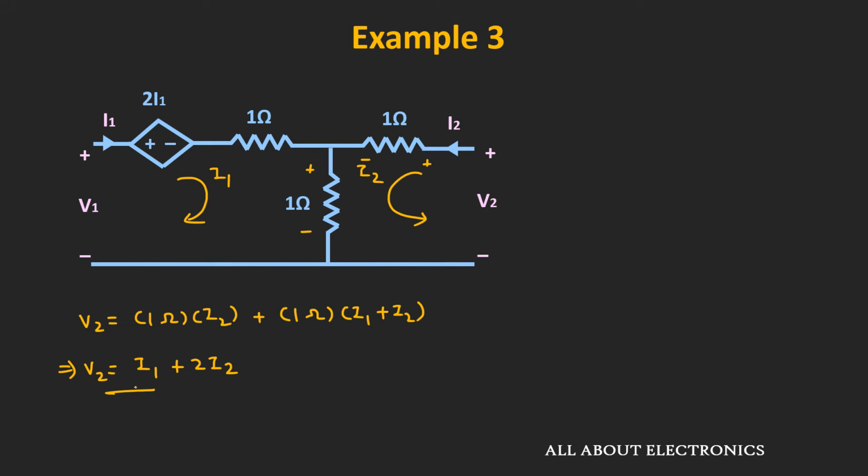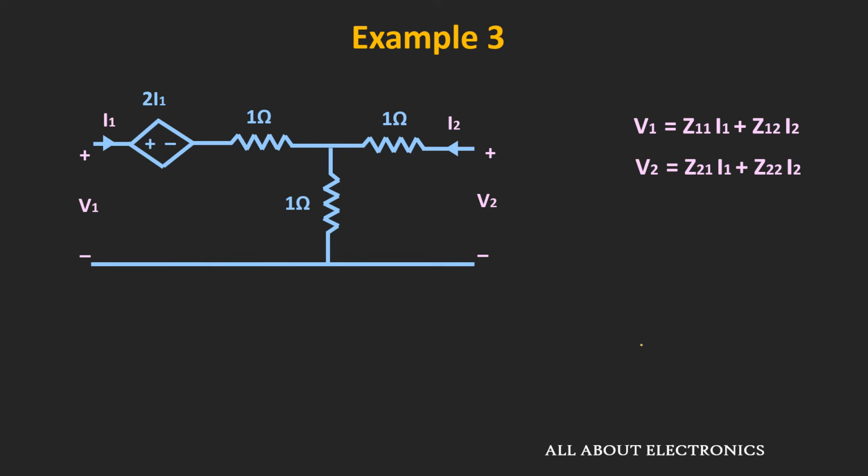And if we compare this expression with the standard Z parameter equation, that is V2 is equal to Z21 times I1 plus Z22 times I2, then we can say that here Z21 is equal to 1 ohm while the Z22 is equal to 2 ohm. So in this way, here Z11 is equal to 4 ohm while Z12 and the Z21 are 1 ohm. And similarly, the Z22 is equal to 2 ohm. So these are the Z parameters for the given circuit.